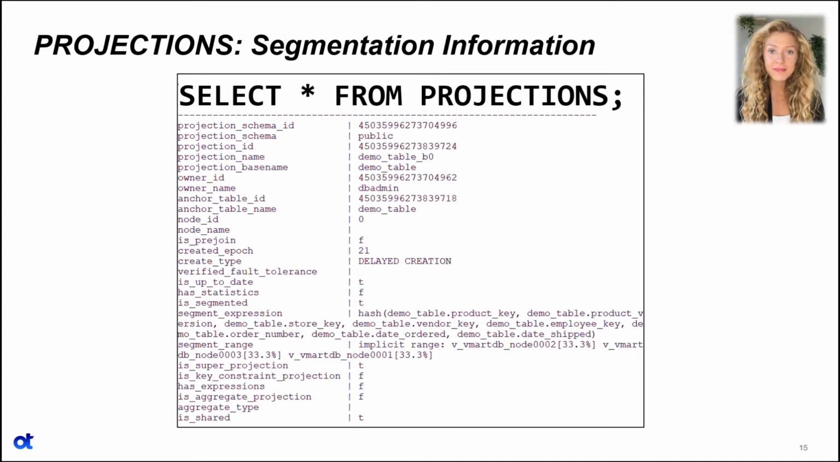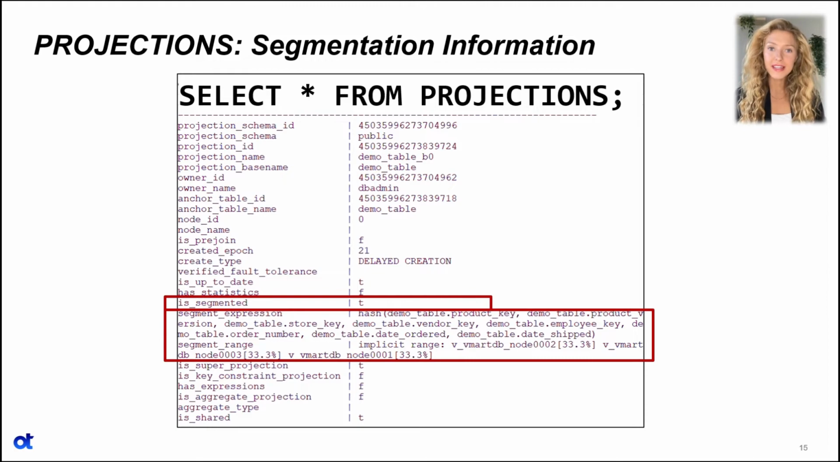The projections system table shows details about a projection's segmentation. The is_segmented column indicates whether the projection is segmented, while segment_expression lists the columns used for hashing to distribute data across projection shards when segmentation is enabled.